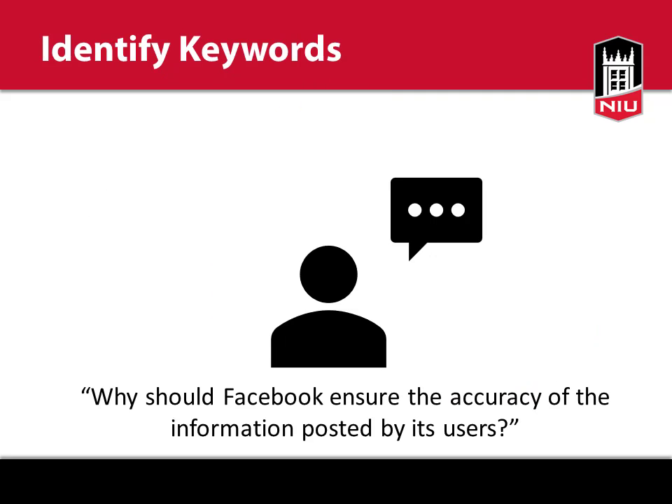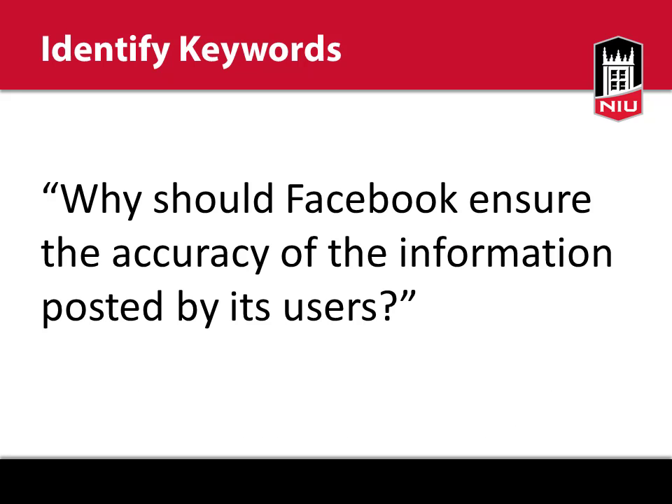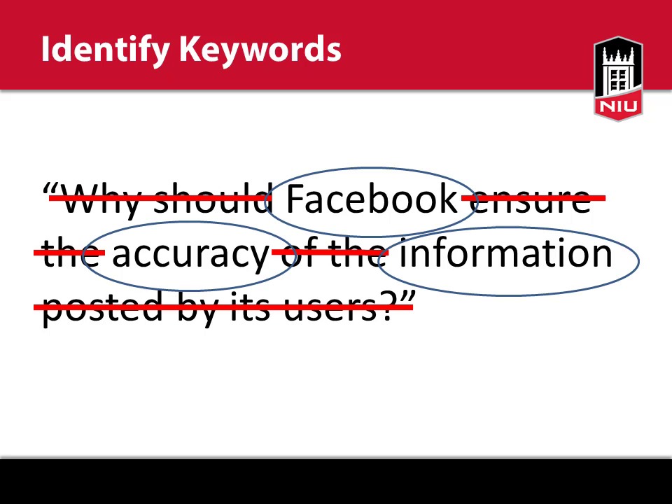Next, identify the most important words in your question. Most search tools don't understand natural language, and so for the best results, search only for the most important words in your question. For example, if your research question is, why should Facebook ensure the accuracy of the information posted by its users? The operative words are Facebook and accuracy and information.